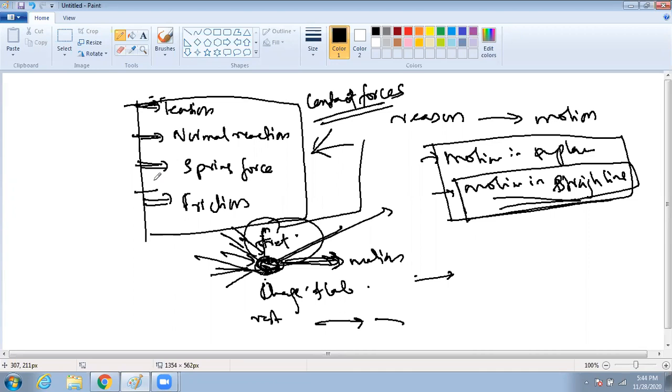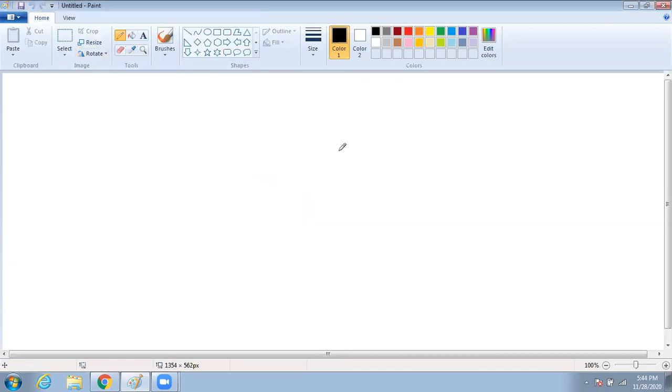So we have already been introduced to the various forces, and we will see more about that now. Clear? First, we have already seen the free body diagram, which I have explained. We have seen Newton's first law of motion. And now we will do various types of problems for tension. Any doubts? No, sir. Okay.